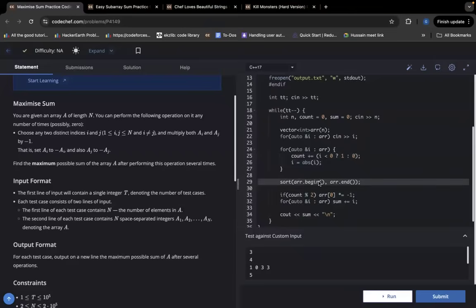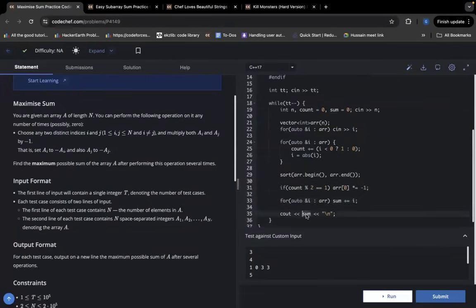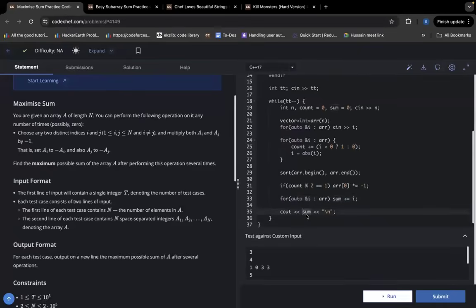The only thing that changes now is if the number of negative elements is odd, if count modulo 2 is equal to 1, then I take the element with the smallest magnitude. Since I have made everything positive and I've sorted it, this element will have the smallest magnitude. So I just multiply it by -1 and then I take the sum of the array and print the sum. Is this clear to everyone, guys? If you have any doubts, feel free to ask. But if this is clear, we can move on to the next problem.